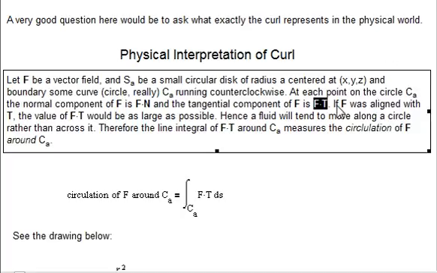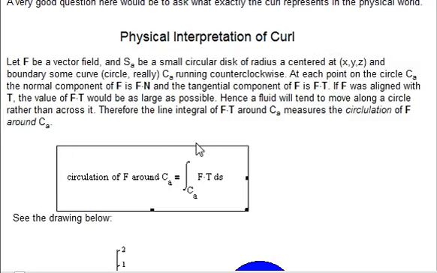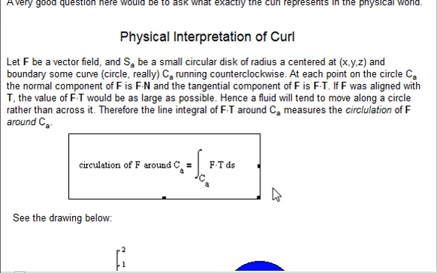So if F was aligned with T, then the value of F dot T would be as large as possible, and hence a fluid will tend to move along a circle rather than across it. Therefore, the line integral of F dot T around the circle C sub A measures the circulation of the vector field F around the circle C sub A. So the circulation of F around the circle C sub A is the line integral of F dot T ds over the curve C sub A, and we have it in a picture here.